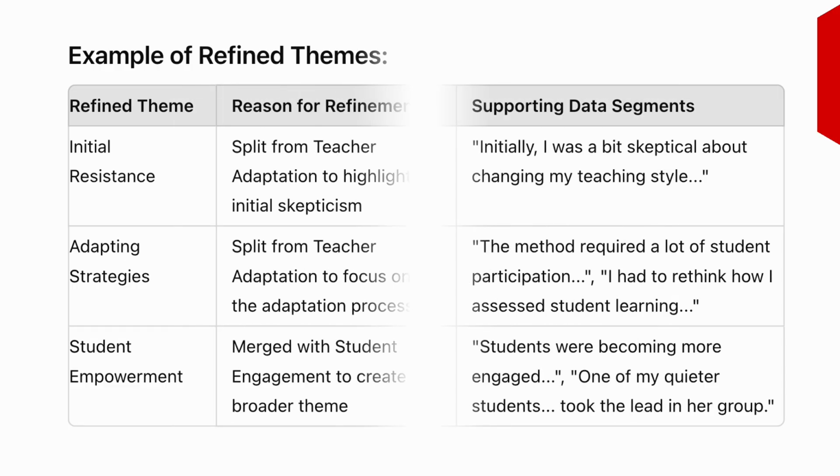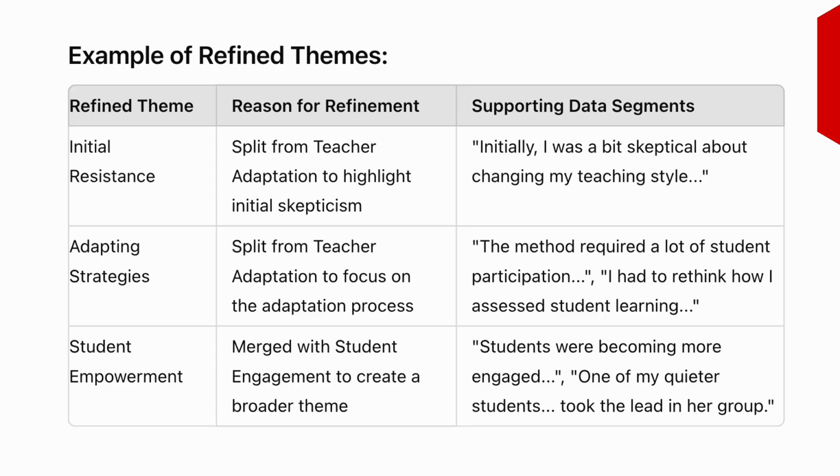Here is an example of refined themes after reviewing the initial themes from step 4. This refinement process helps ensure that the themes accurately capture the data and are distinct from one another. The first refined theme is initial resistance. This was split from the broader theme of teacher adaptation to specifically highlight the teacher's initial skepticism about changing their teaching style. The supporting data segment includes quotes like, "Initially, I was a bit skeptical about changing my teaching style."